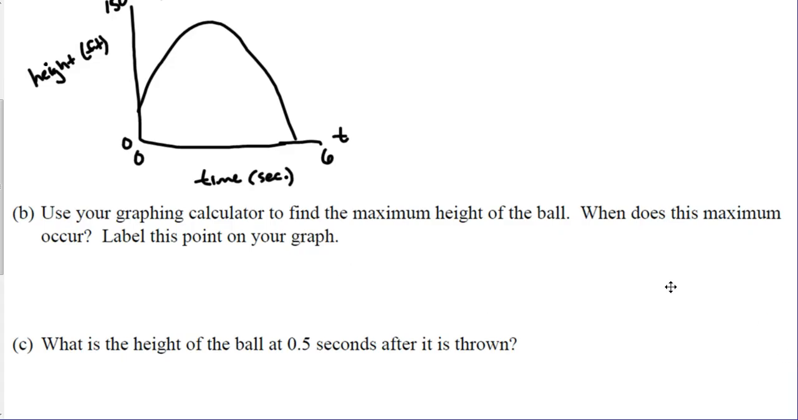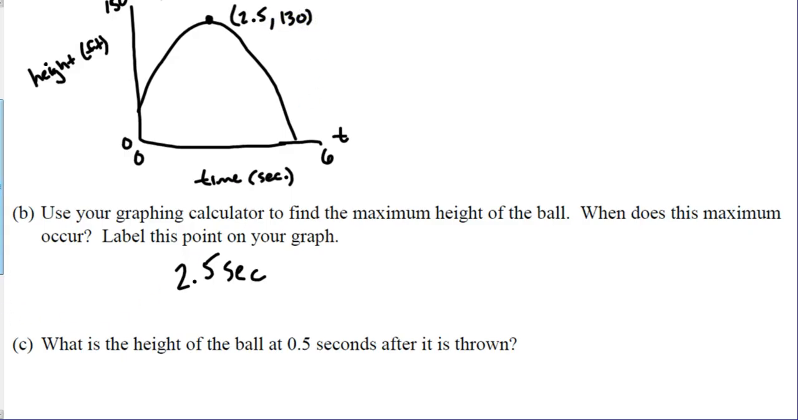It says, when does this maximum occur? We can just graph that right out on our graph. So at 2.5 seconds, and so I'm just going to plot that point there. That's 2.5 comma 130. Since I have the y value, I'm just going to put it on there.